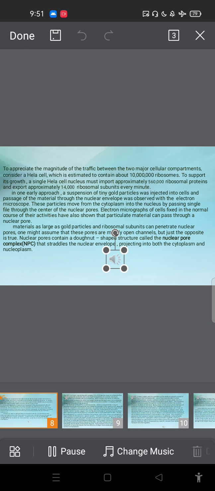subunits every minute. In one early approach, a suspension of tiny gold particles was injected into cells and passage of the material through the nuclear envelope was observed with the electron microscope. These particles move from the cytoplasm into the nucleus by passing single file through the center of the nuclear pores. Electron micrographs of cells fixed in the normal course of their activities have also shown that particulate material can pass through a nuclear pore. Materials as large as gold particles and ribosomal subunits can penetrate nuclear pores.